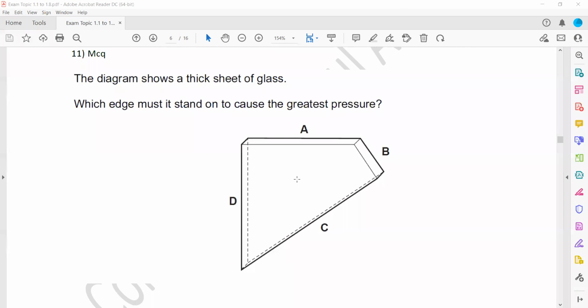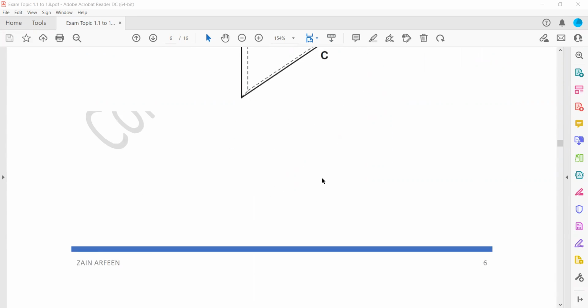In question 11, the diagram shows a thick sheet. Which edge must it stand on for the greatest pressure? Pressure is force acting on unit area, so we should reduce the area to increase the pressure. Which has the smallest area? B has the smallest area, so B will exert the highest pressure. The side B will exert the highest pressure compared to any other side.